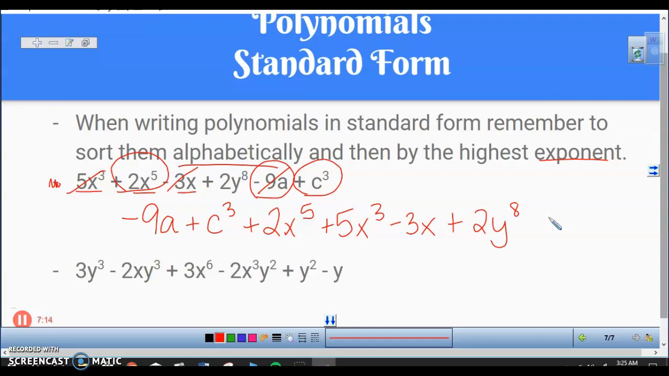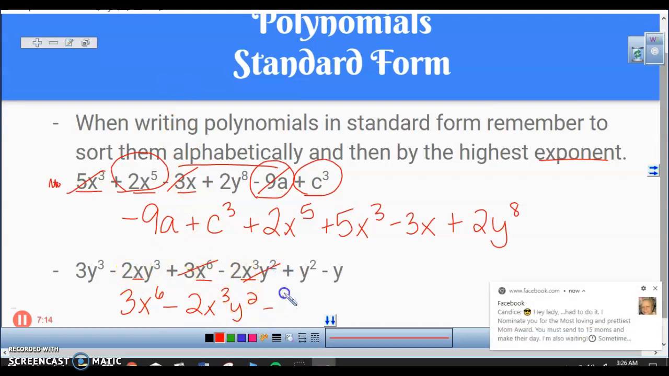The next one, see if there's any terms that I can combine. I don't see any, so now I go alphabetically. First, I'm looking at only my x values. So I have x to the first power, x to the sixth, and x to the third. Even though these are attached, you order them alphabetically. My highest one is x to the sixth, 3x to the sixth, minus 2x to the third y squared.